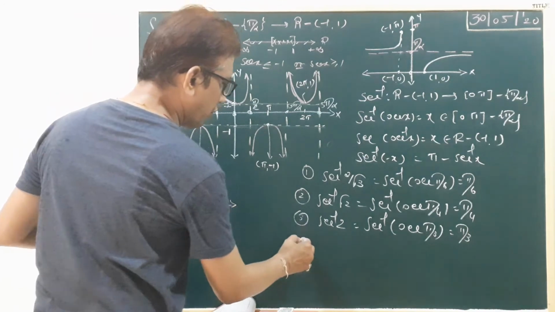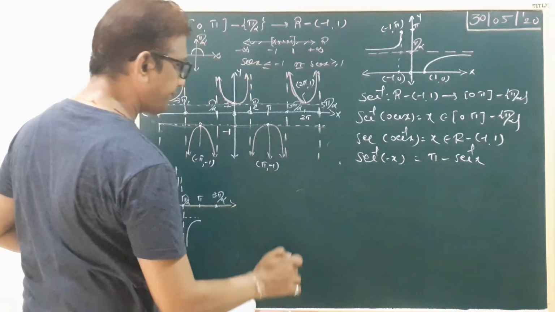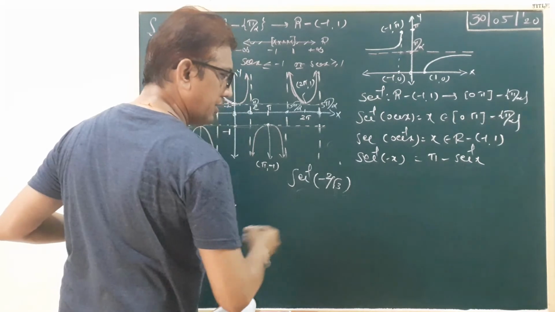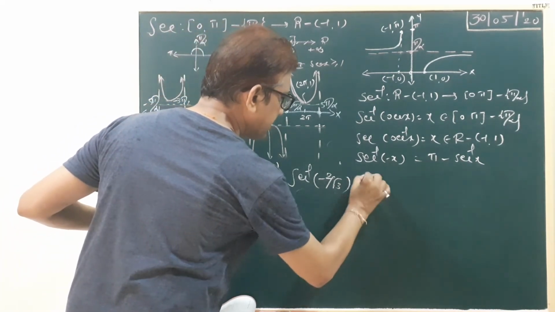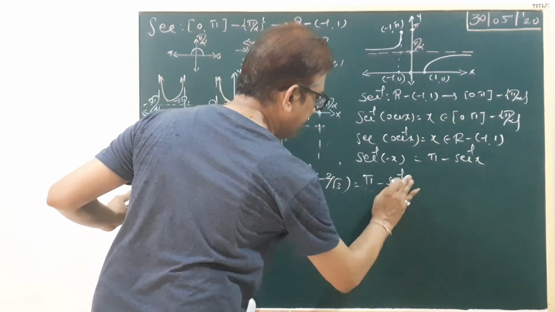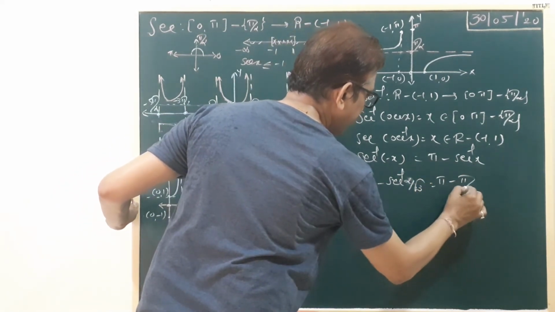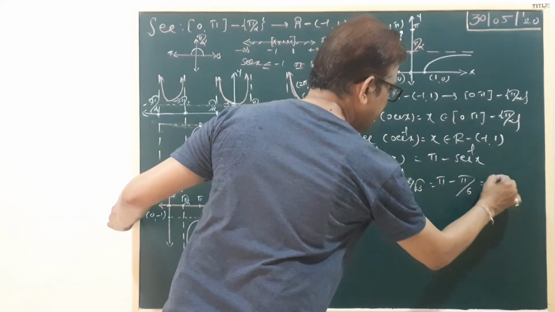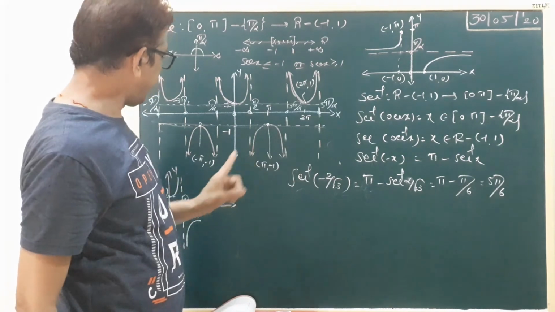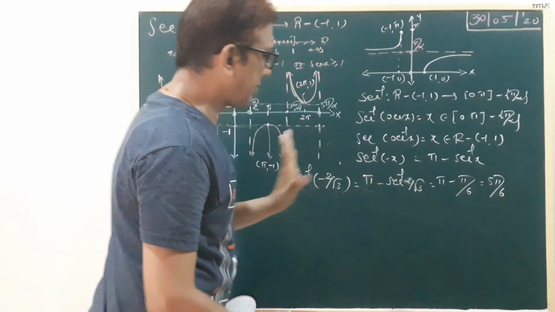Okay. Now the 4th, 5th and 6th sums. We discuss this one. Sec inverse minus 2 by root 3. That means sec inverse minus x, which is pi minus sec inverse x. That means pi minus sec inverse 2 by root 3, so pi minus pi by 6. Cross multiplication, answer is 5 pi by 6, 150 degrees. It belongs to the second quadrant, 90 to 180, and to 0 to pi minus pi by 2.